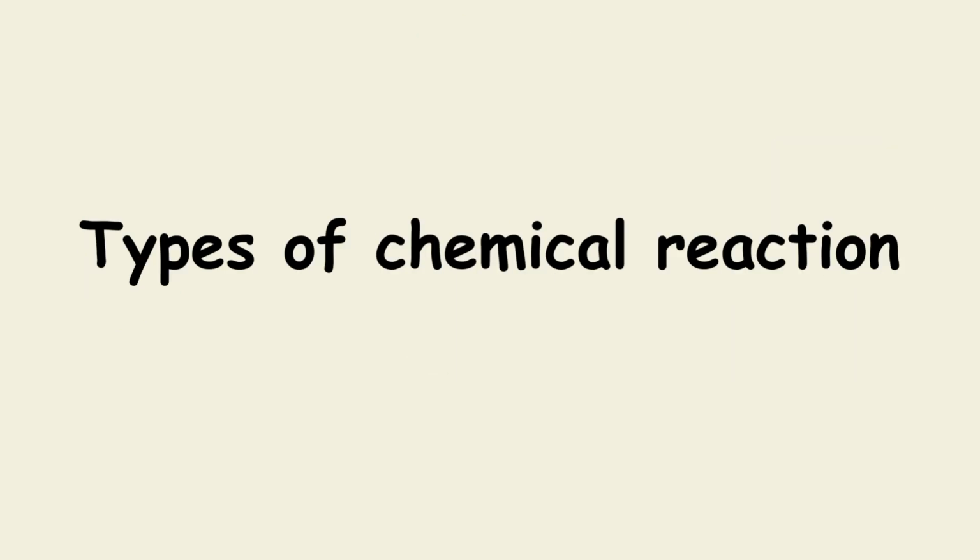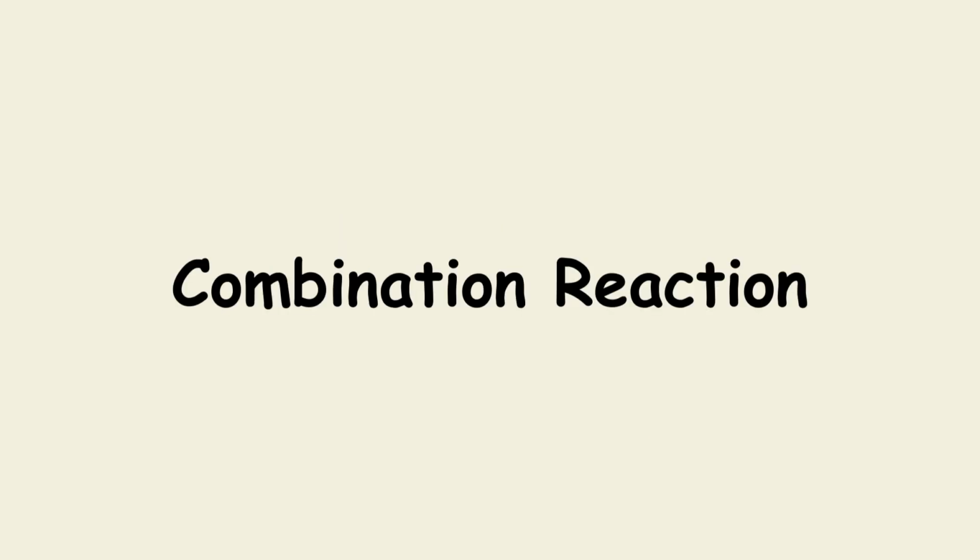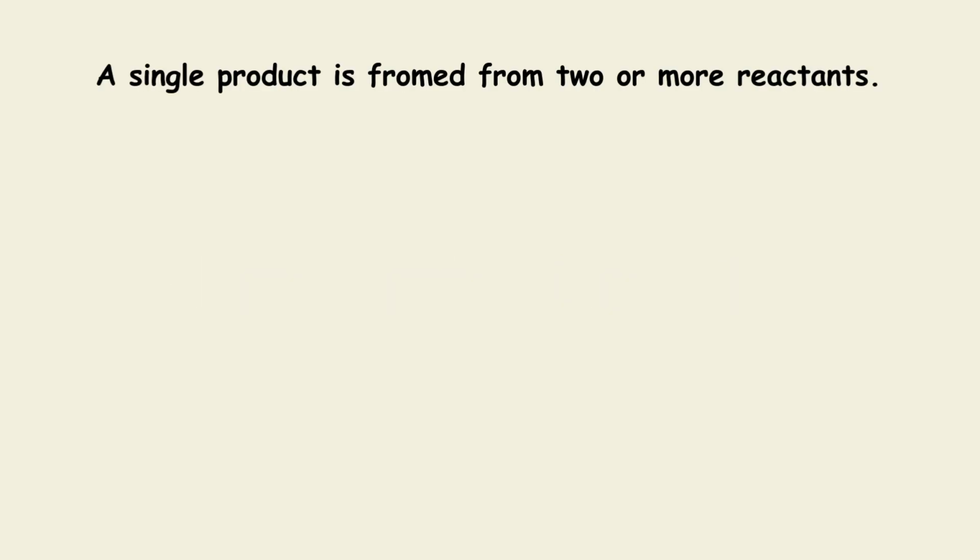Now next, let us see the types of chemical reactions. Based on the type of bond formation, the chemical reactions are further divided into combination reaction, decomposition reaction, displacement reaction, double displacement reaction, and oxidation and reduction reactions. Let us first see in detail about the combination reaction. In a combination reaction, a single product is formed from two or more reactants.